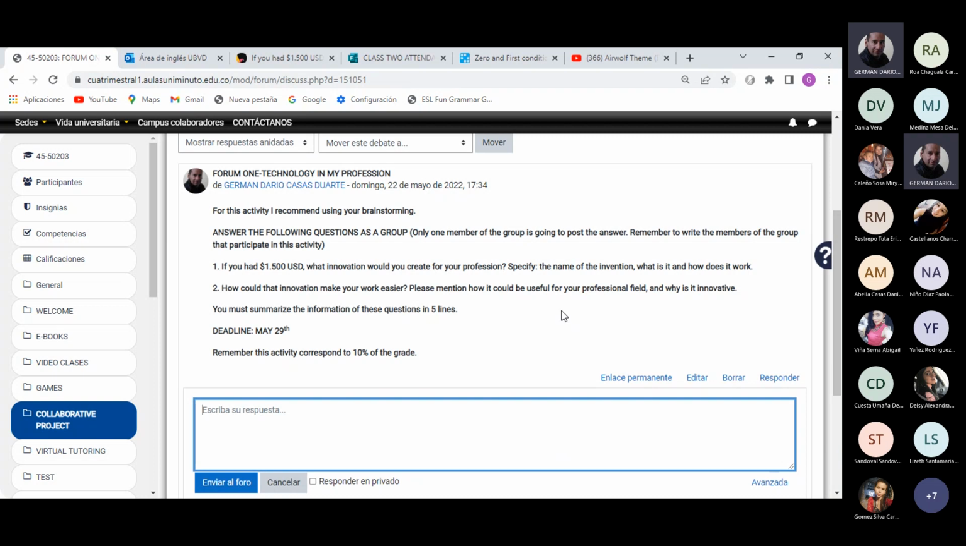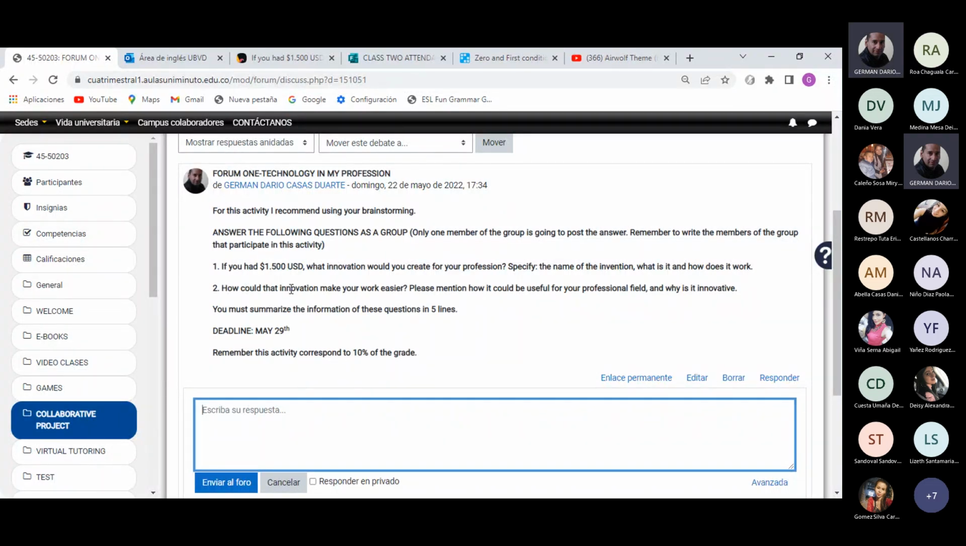Pero entonces la idea es que ustedes hagan una lluvia de ideas y cuando ya tengan, pues sepan cuál es el invento que van a hacer. Entonces van a responder la siguiente pregunta. If you had $1,500, si usted tuviera $1,500, ¿qué inventaría? ¿Sí? Pues acá dice que para su profesión, pero pues no necesariamente para su profesión, pero ¿qué inventaría? Pero deben especificar el nombre del invento, qué es y cómo funciona.